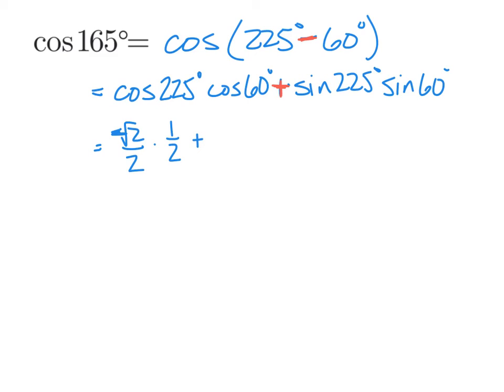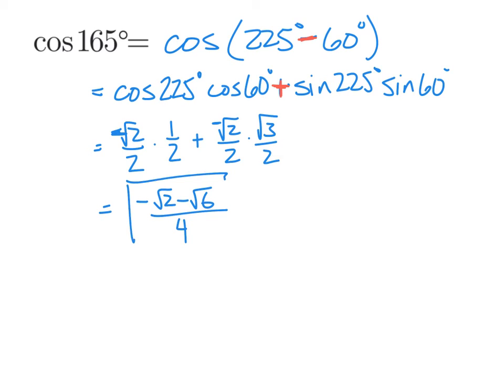Then we do sine sine. The sine of 225 is again root 2 over 2, and because it's in the third quadrant, sine there is also negative, times the sine of 60 degrees is root 3 over 2. When we simplify all of this, we'll end up with negative root 2 minus root 6 all over 4.